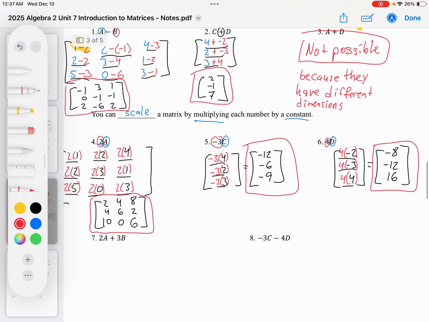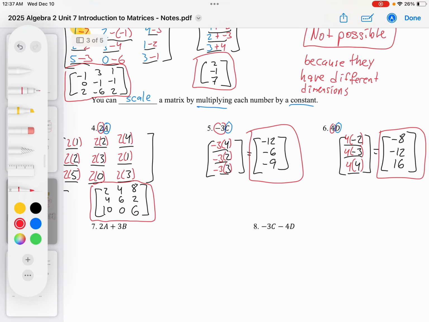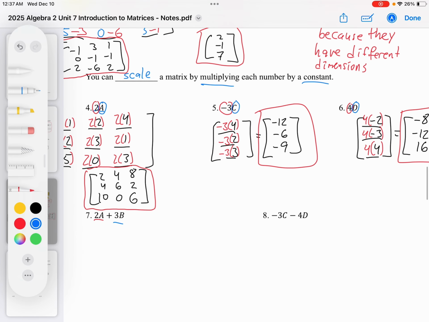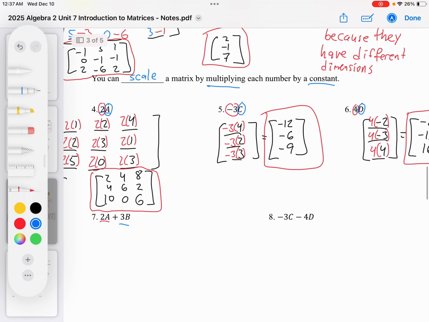Number 7 asks us to take 2A plus 3B. So we're scaling both of these matrices and also adding them together. So we've got a couple of steps going on. The nice thing that I did for us here, to make it a little bit easier, is I gave us ones that we've already scaled. For example, we already did 2A on number 4, and so we already know what 2A is. It's just right here: 2, 4, 10, 4, 6, 0, 8, 2, 6.